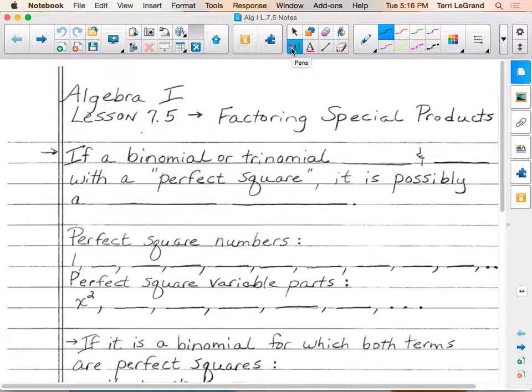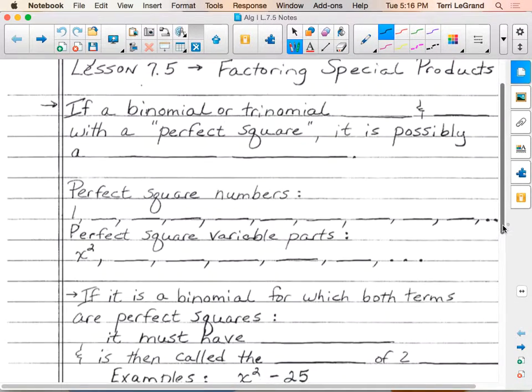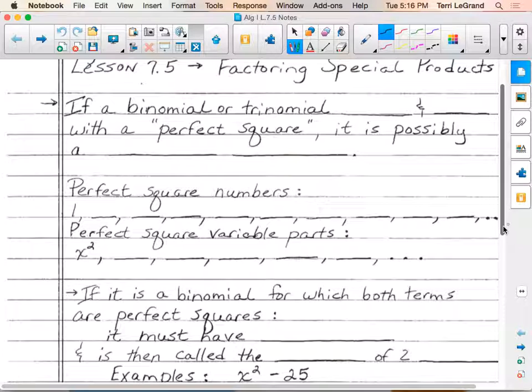Okay, so as we move into lesson 7.5, our learning goal today will be: I can factor special products, two types of special products, perfect square trinomials, and the difference of squares, which is a binomial. So first of all, we've got to determine when we have a special product.